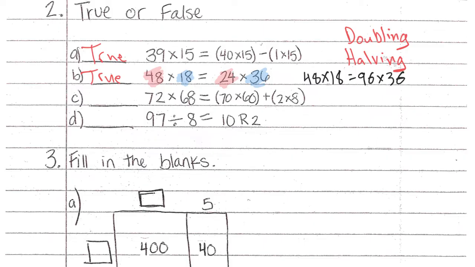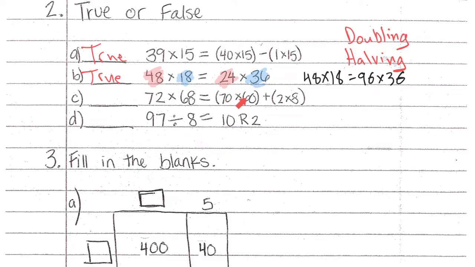You might be tempted to say that is correct because they doubled. And you're like, oh, good, they did the same thing to each one. Oh, no, they have to do opposites. If you double one number, you have to cut the other number in half, okay? Let's continue. 72 times 68.